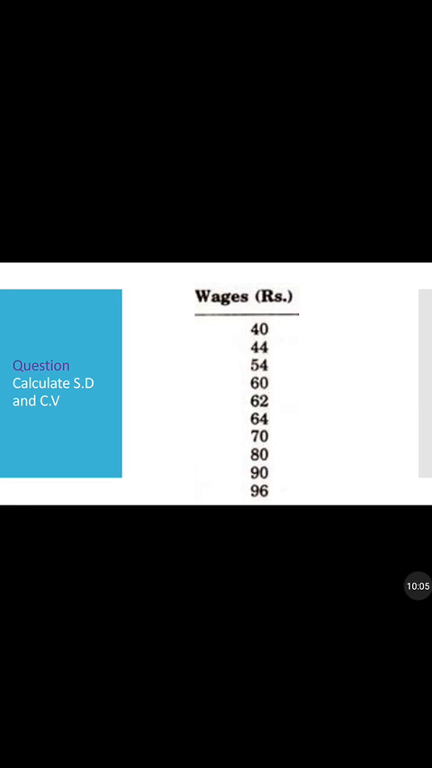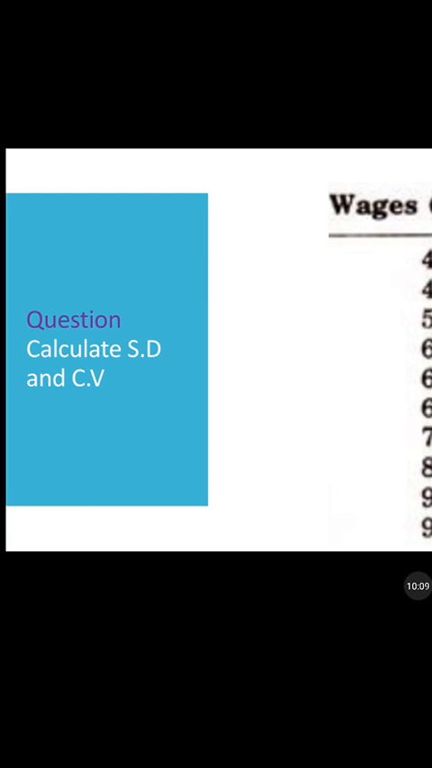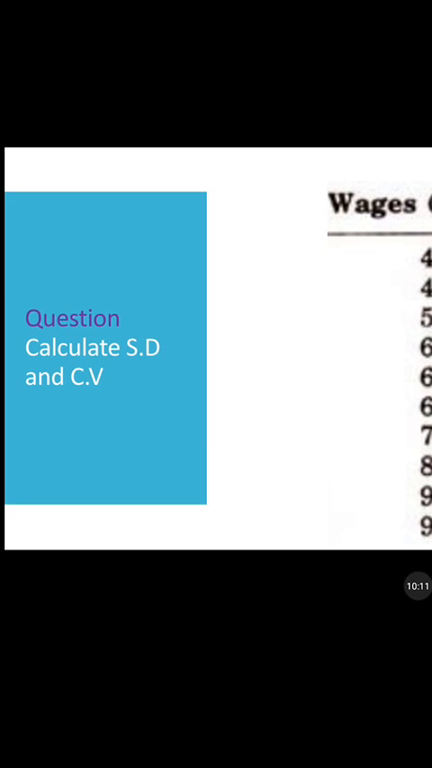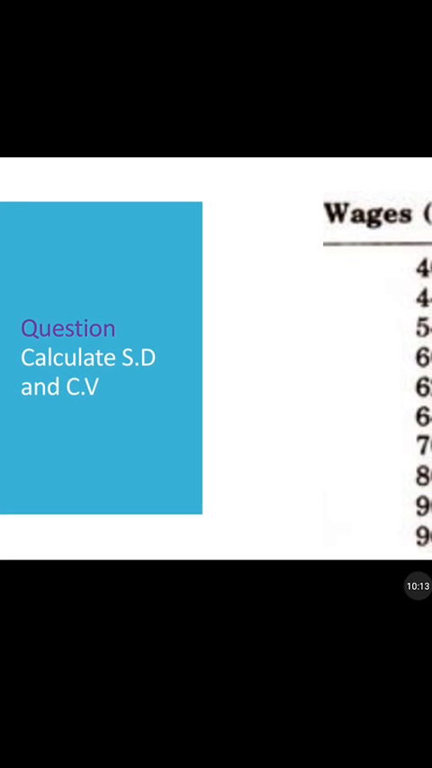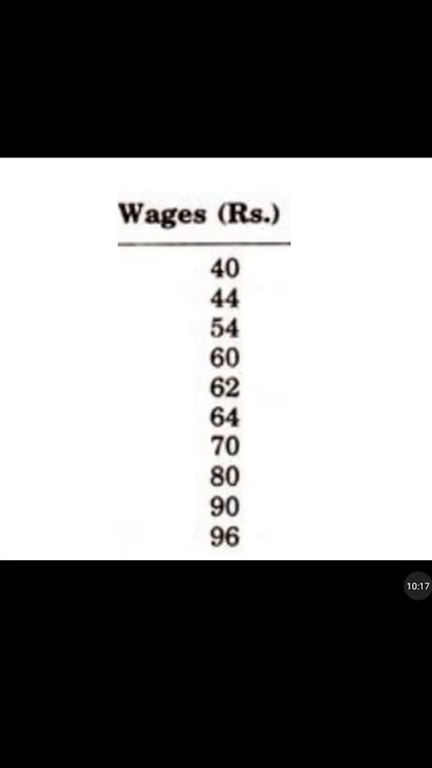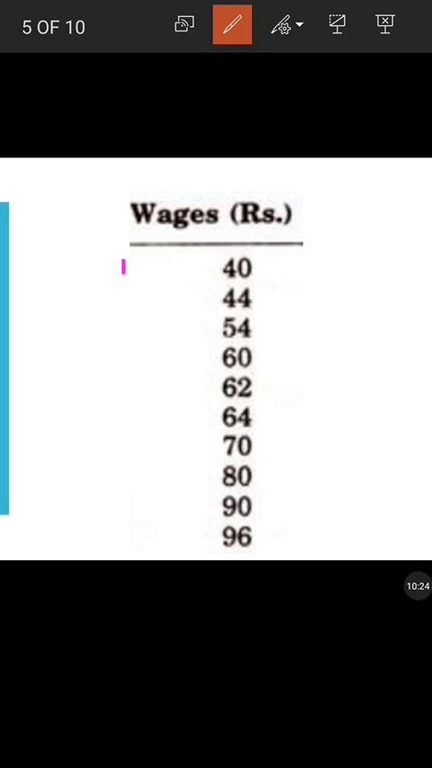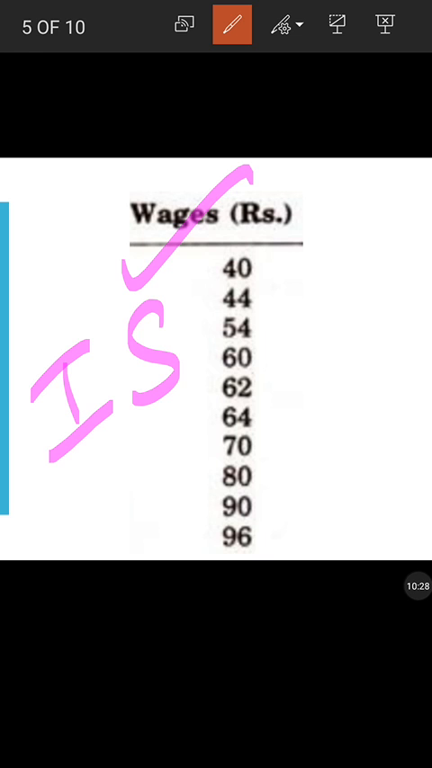Now let us move on to the problem. So I have given you the question: calculate standard deviation and coefficient of variation. Okay, so both we are going to calculate, standard deviation as well as coefficient of variation. So whenever only one variable is given, then it comes under which series? It comes under individual series. Okay, individual series.